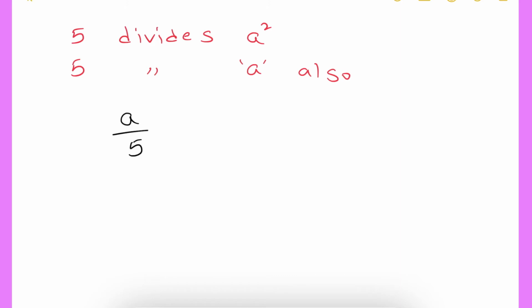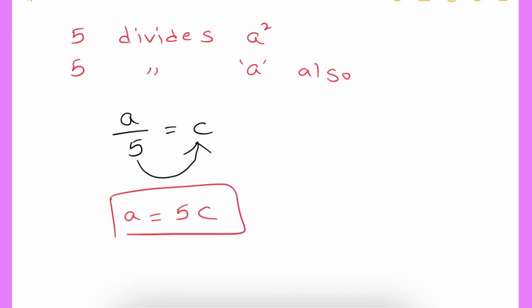So when 5 is dividing a, definitely it gives some answer. That answer I am equating to some constant c, because I don't know what exactly that is, because I don't know the a value. Now take this 5 to the right side, then it will become a equals 5c. Take this as equation 2.